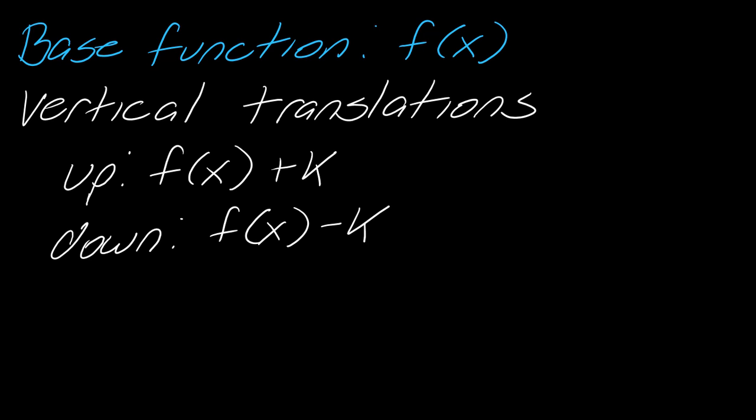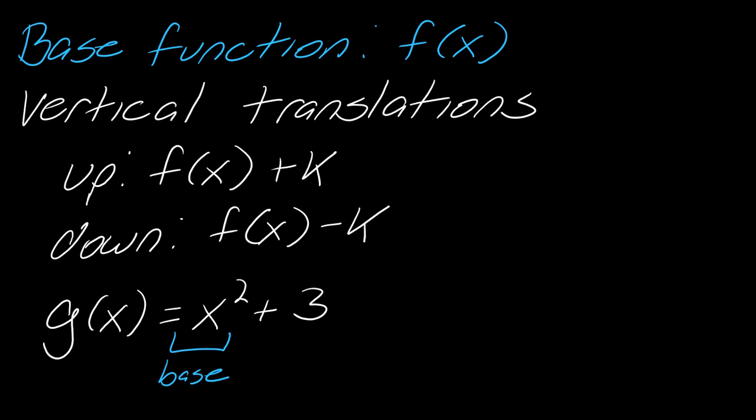First there's a vertical translation. If I have some function f of x and I add k to it, that's going to move the graph up, versus if I subtract k from that function, that's going to move the graph down k units. Just to show you a quick example, let's say I have the graph g of x equals x squared plus 3. In this case, we are really looking at the graph of x squared. That's our base function. And then what we're doing is we're moving it up 3 units.